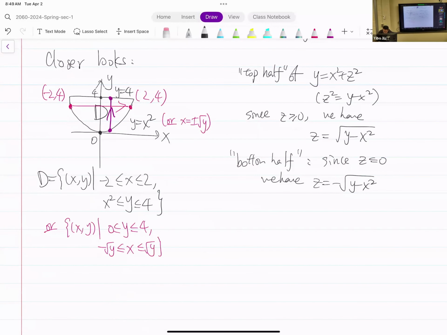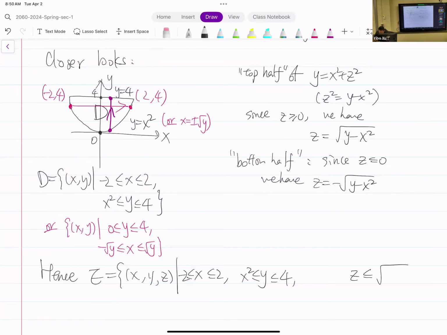Hence, we have E to be all the x, y, z tuples. So here I'm gonna use what we described in black. So we just use x cut between negative 2 to 2, followed by y between functions in terms of x, and finally, we have z between two surfaces, y minus x squared under the radical and lower bounded by the negative of that.